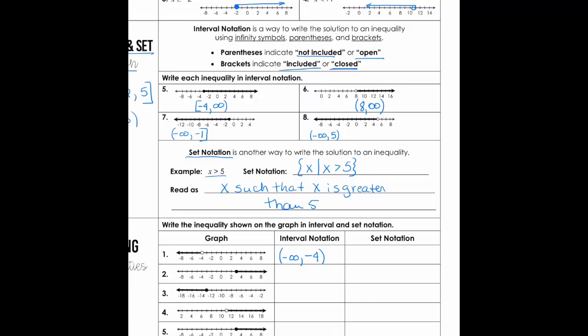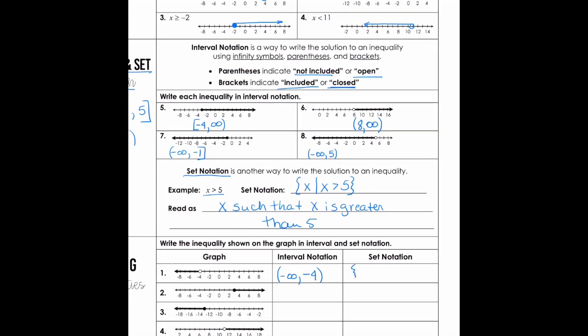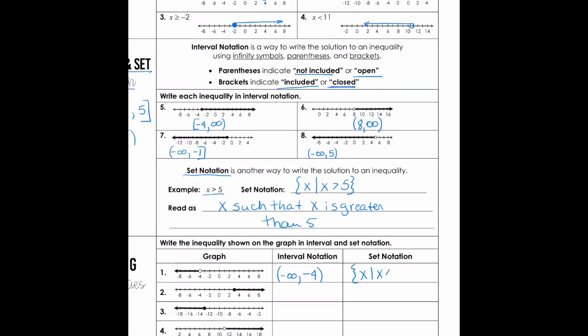Okay, now set notation. We're going to start with a brace, and we're going to put x such that x. All right, now look at the graph. What is that the picture of? That is the picture of all the numbers that are less than -4 because it goes to the left.